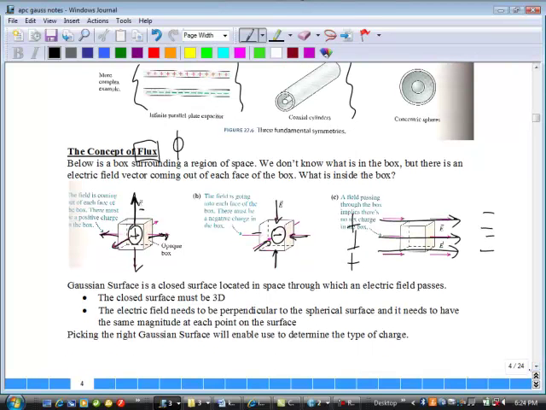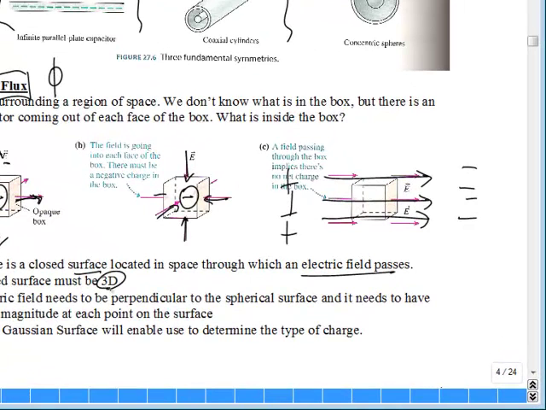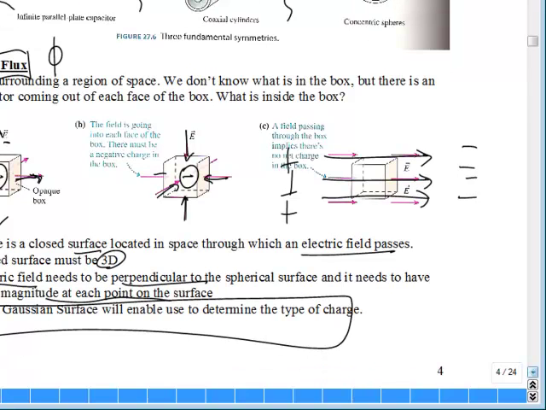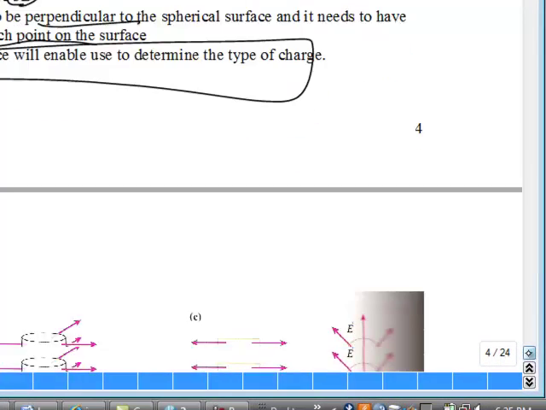So what is a Gaussian surface? A Gaussian surface is a closed surface through which the electric field passes. The surface has to be in 3 dimensions, and the electric field or some component must be perpendicular to that, and it must have the same magnitude at each point on the surface. Picking the right Gaussian surface is the secret, and we're going to work enough of these problems that you're going to know exactly which Gaussian surface to use. As you saw before, a banana is not going to be a good Gaussian surface to use. Most of the time it's going to be either a sphere, a cylinder, or a plate.